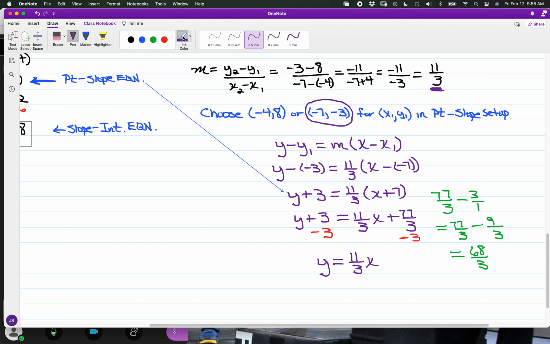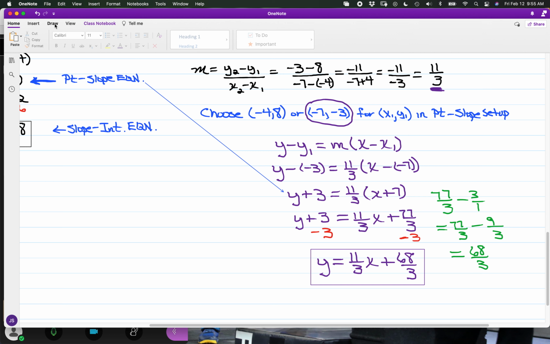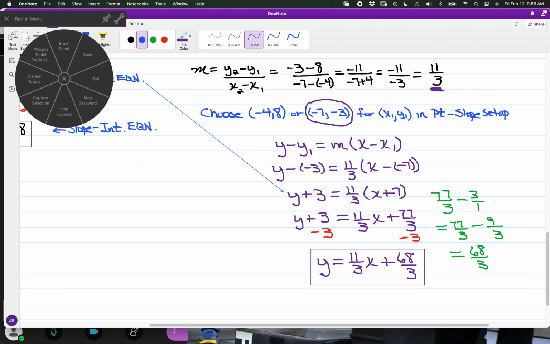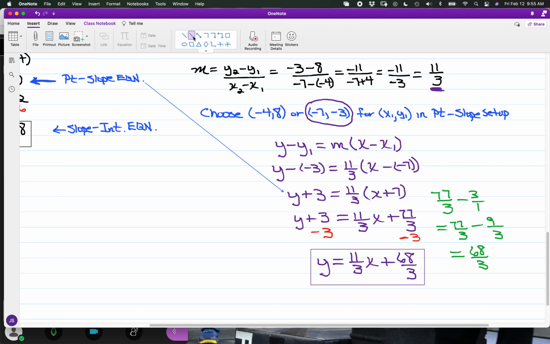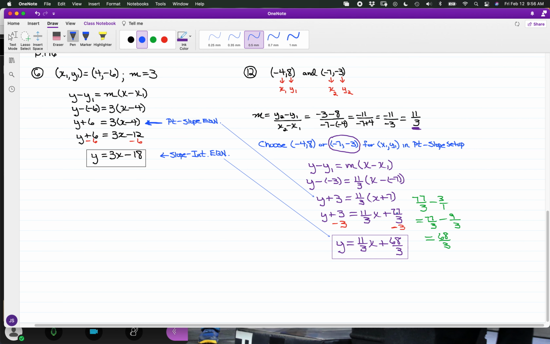So we have for the slope-intercept equation, y is equal to 11/3 of x plus 68/3. Again, just for this format, this is also the point slope, going from the point slope equation, and this we have in the slope intercept equation. And you can do a quick check for both of these points.